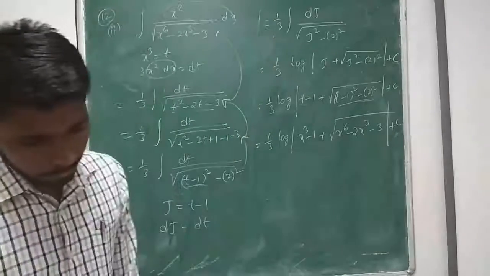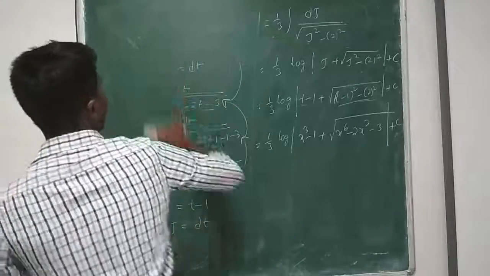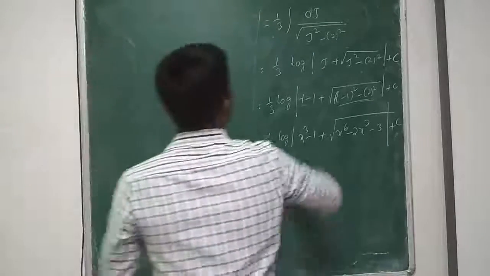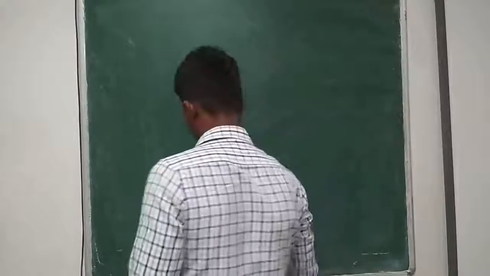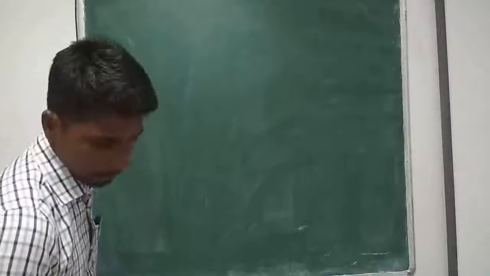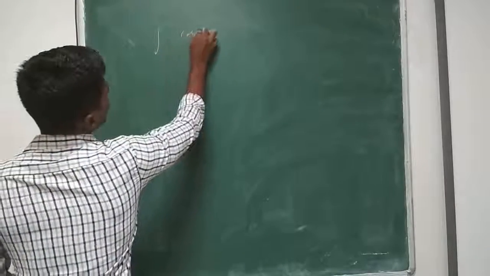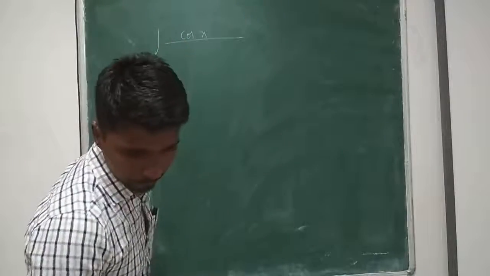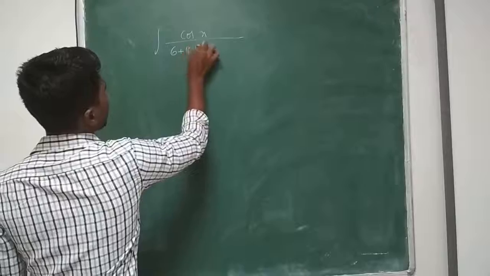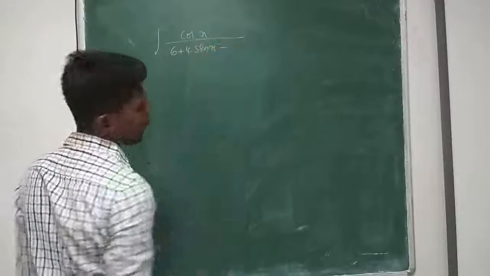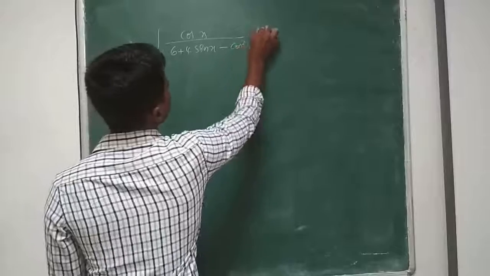Do this problem. I give the guideline, we have to complete this problem. Integral cos x by 6 plus 4 sin x minus cos square x dx.